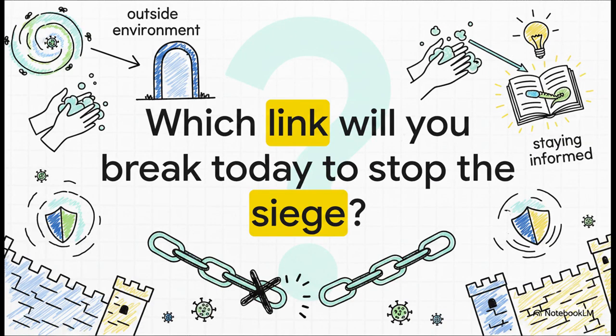We have tracked this invasion all the way from the outside environment, through the entry gates, witnessed that critical do-or-die moment of adherence, explored our incredible fortress defenses, and looked at the sneaky ways pathogens fight back. So I want to leave you with this question. Knowing those 6 links of the transmission chain, which specific link can you break today to stop the siege? Whether it's washing your hands, keeping a sterile technique, or just staying informed, you have the power to break the chain.